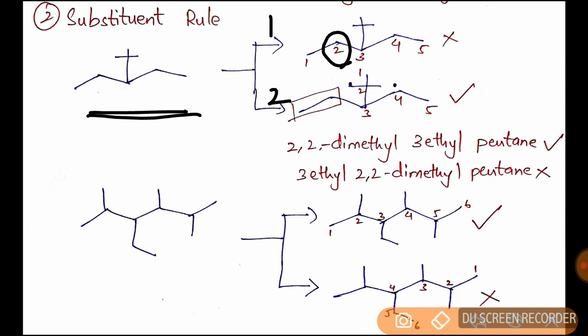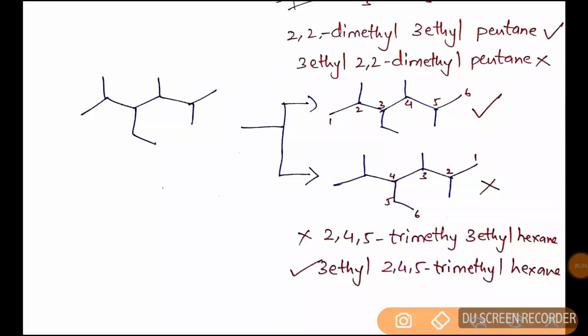So the IUPAC nomenclature can be given in both ways, that is 2,2-dimethyl, because the substituents are at second position. So 2,2-dimethyl, and at third position there is this ethyl group. So 2,2-dimethyl 3-ethyl, and the number of carbons is 5, so it is pentane: 2,2-dimethyl 3-ethyl pentane. But which one should be given the first preference? As we know, IUPAC nomenclature should be given in alphabetical order. So D comes first, so this is the correct answer. 2,2-dimethyl 3-ethyl pentane is the right answer.